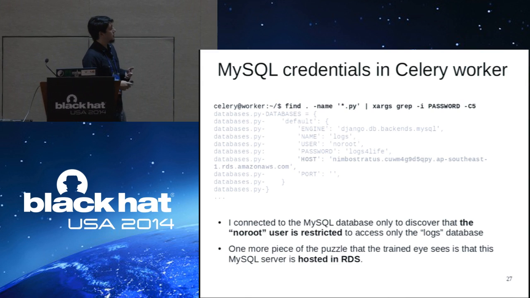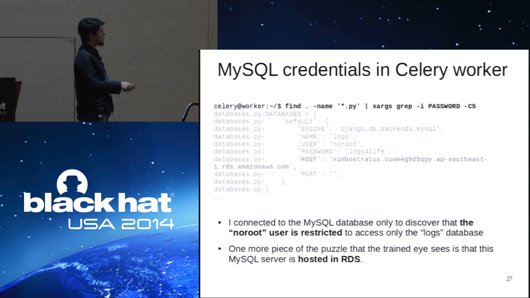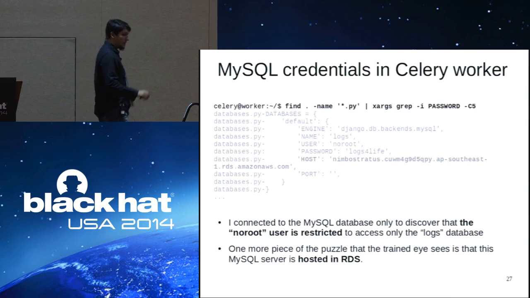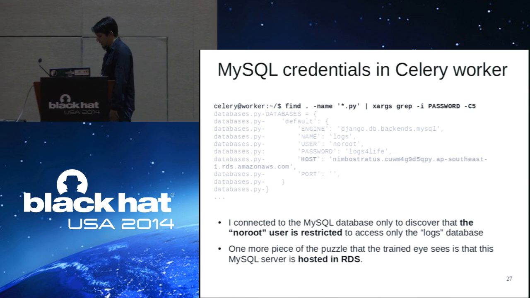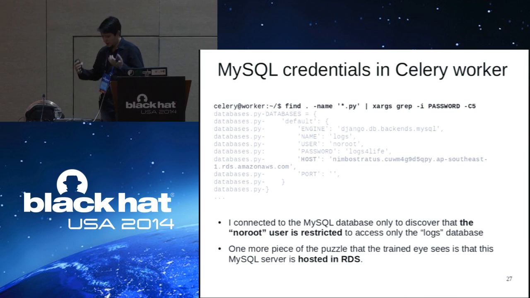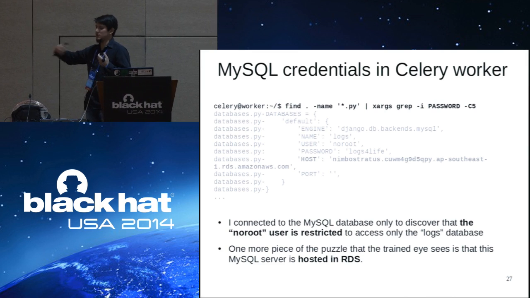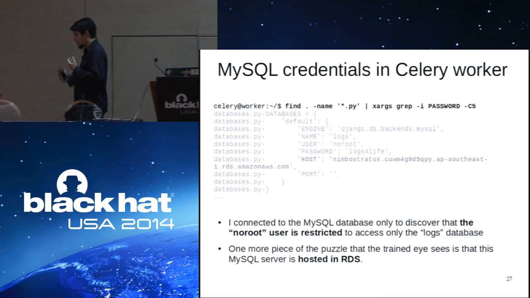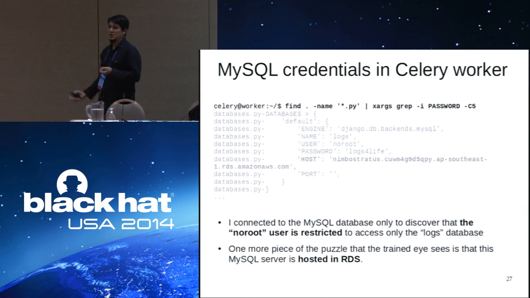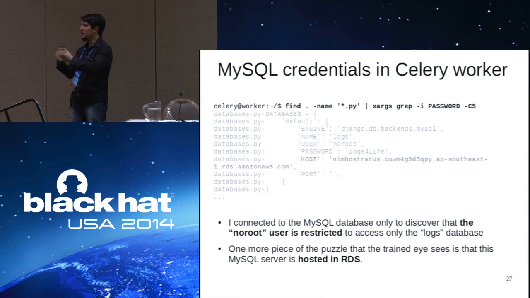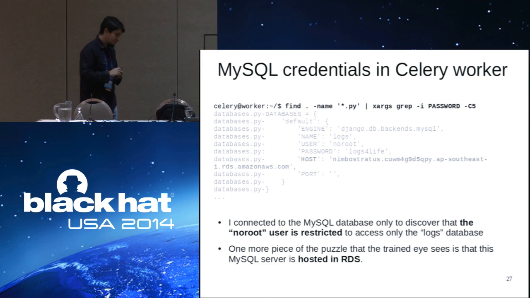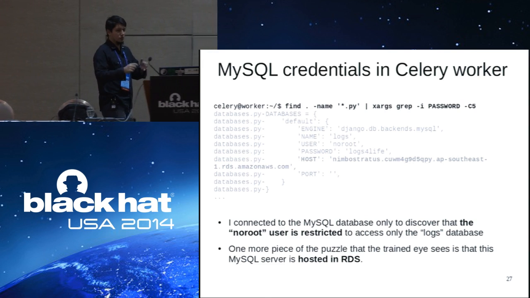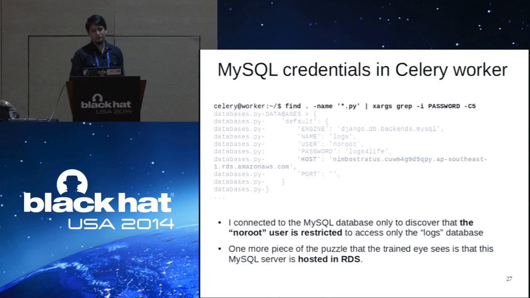I tested this. As you can see, the user here is not root, and the password is some random password. I tried to dump that database. I was unable to do it. I tried to connect to the database. I was able to do it, but the information that was there wasn't really interesting. It was logs about the tasks that were run by those workers. And it was no root access, so it was boring.